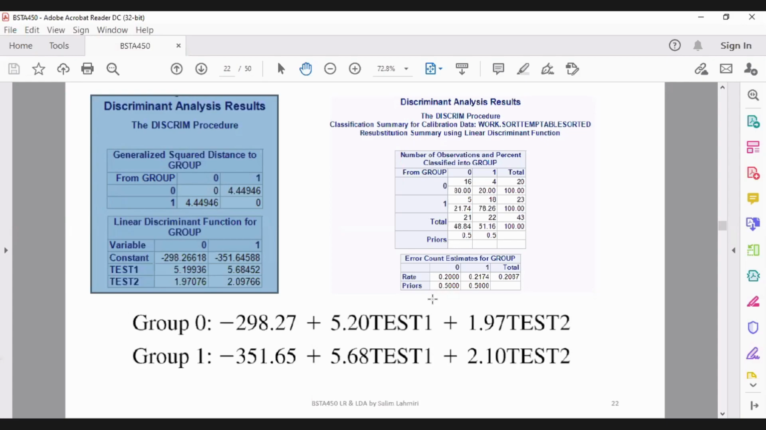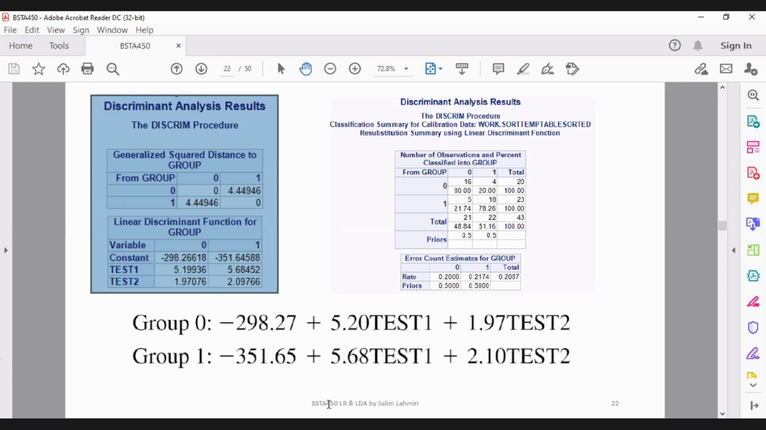We can also get the error rates for zeros. It is 0.20. Error rate for ones, it is 0.1. And we got the total error. Total error is 0.2087, meaning that the error rate of this model, discriminant analysis, is equal to 20.7%. Following discriminant analysis, we can get two equations: equation for group 0 and equation for group 1.